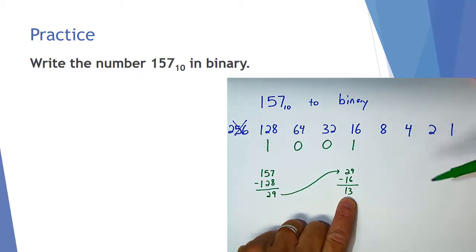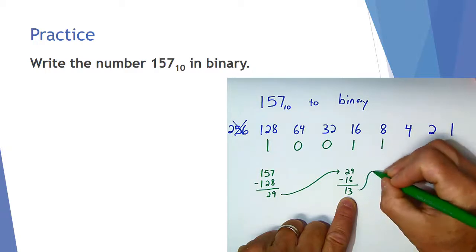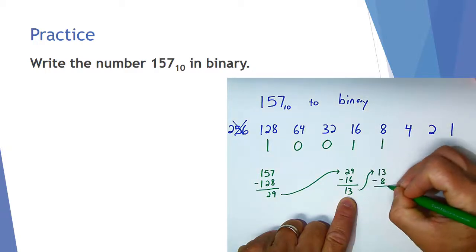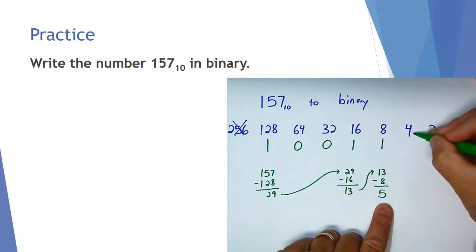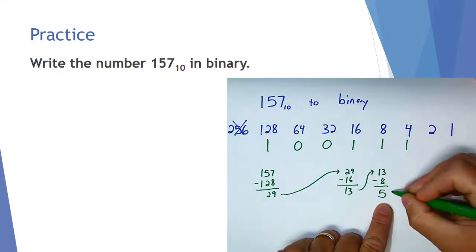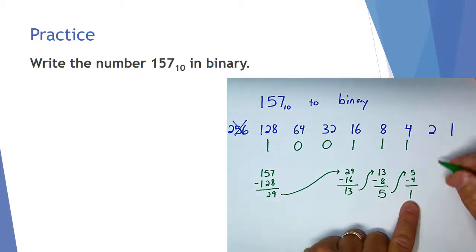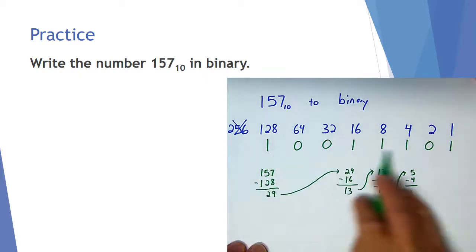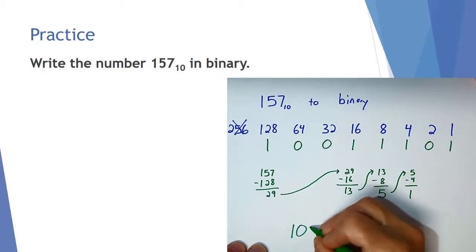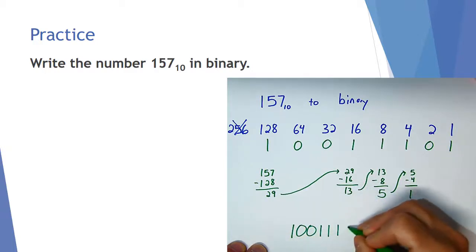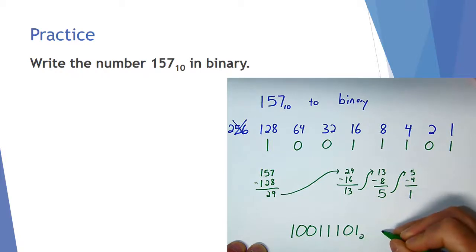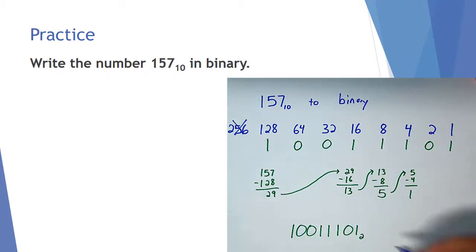Now, can we buy something for $8? Yes, we can. So we're going to spend 8 of those, and that's going to leave us with $5 left over. Can we buy something for $4? Yep. And if we do that, we'll have $1 left over. So we can't afford anything for $2, but we can afford something for $1. And there's our binary representation. 1, 0, 0, 1, 1, 1, 0, 1, base 2, and that is equal to 157 base 10. And we're done. You've performed the conversion.